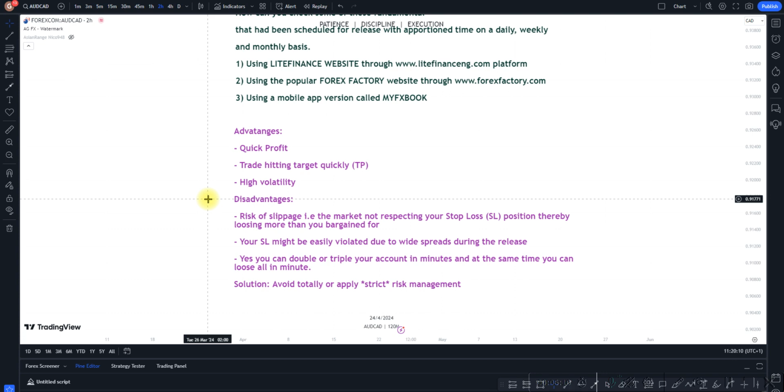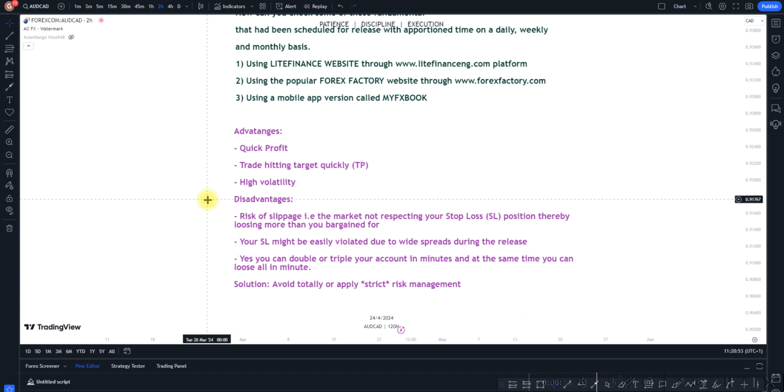So the first advantage, which most fundamental traders are actually after, is the making of quick profits. That is, they expect that they are going to make a very quick profit due to high volatility in the market, high movement, and the fast movement in the market. At the same time, their trades tend to hit your target, your TP, quicker than normal. So in less than a minute, 2 minutes, 3 minutes, you see your trade moving hundreds of pips and eating your TP. So that's also another advantage.